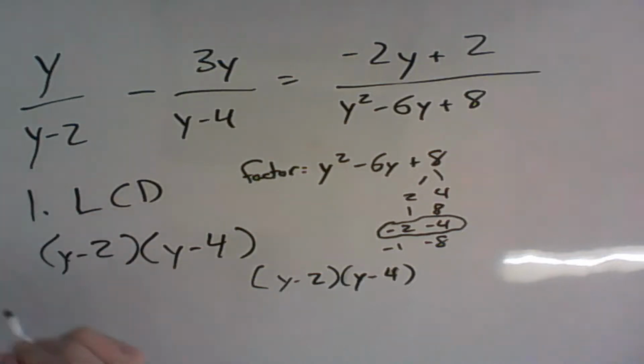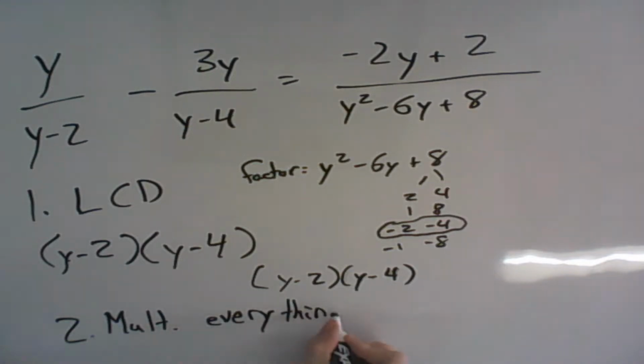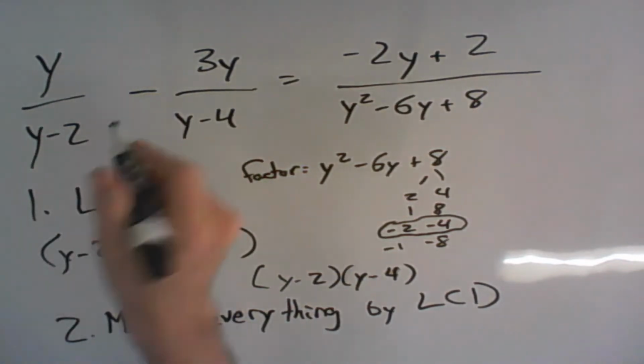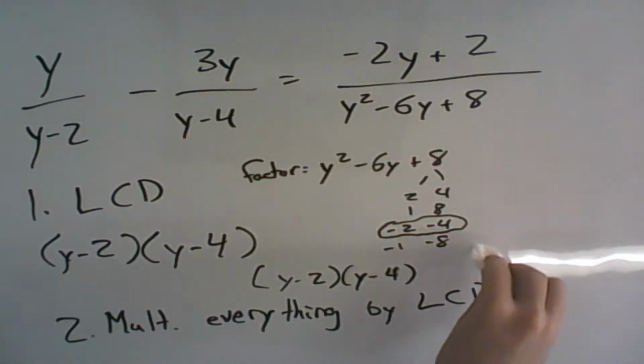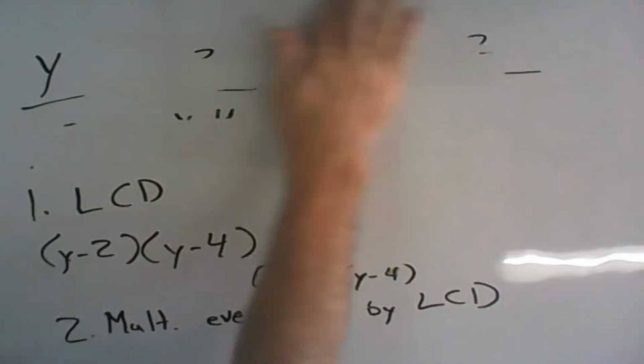So after we find this least common denominator, our second step is to multiply everything by the least common denominator, by the LCD. Okay? So our first step is to find the LCD. Our second step is to multiply everything by the LCD. So I'm going to do that up here, and I'm going to erase this. So again, if you need to look over this video, please feel free to pause it at any point in time.